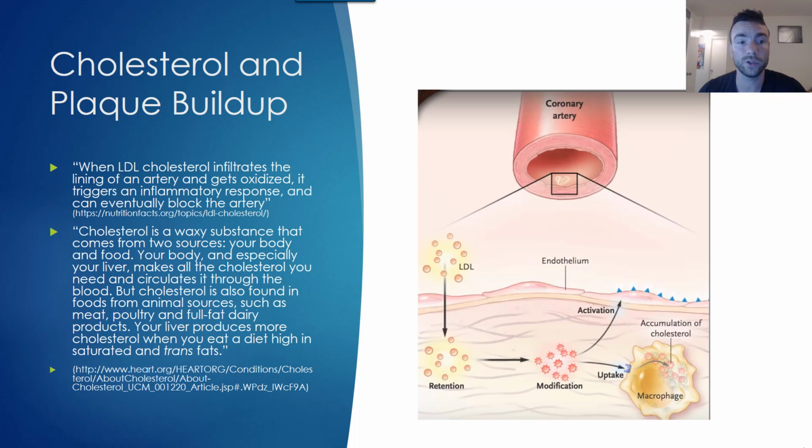Okay, so moving on. When LDL cholesterol infiltrates the lining of an artery and gets oxidized, it triggers an inflammatory response and can eventually block the artery. Cholesterol is a waxy substance that comes from two sources, your body and food. Your body, and especially your liver, makes all the cholesterol you need and circulates it through the blood. So that's definitely a pretty important key point, that your body already produces the optimal amount of cholesterol for yourself. But cholesterol is also found in foods from animal sources such as meat, poultry, and full-fat dairy products. Your liver produces more cholesterol when you eat a diet high in saturated and trans fats.